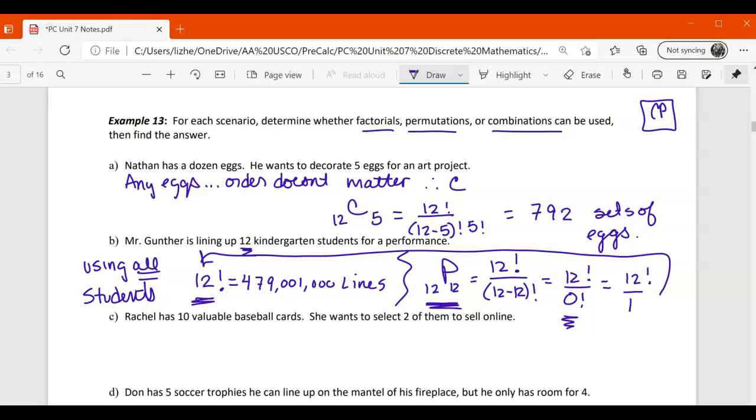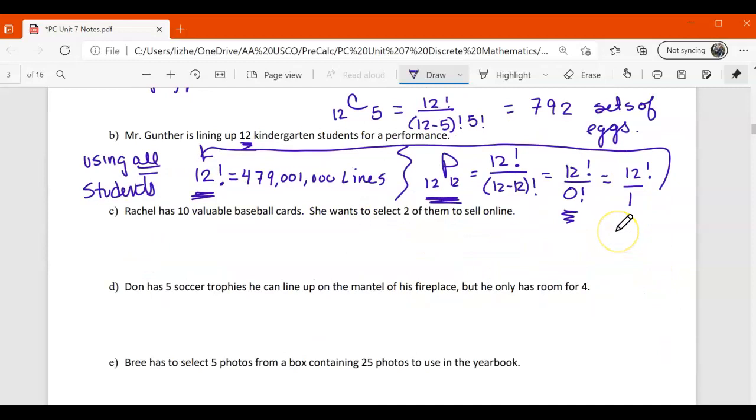And so if you use a permutation on this instead of a factorial, that's fine, because you get the exact same answer. Next, C. Rachel has 10 valuable baseball cards. She wants to select 2 of them to sell online.